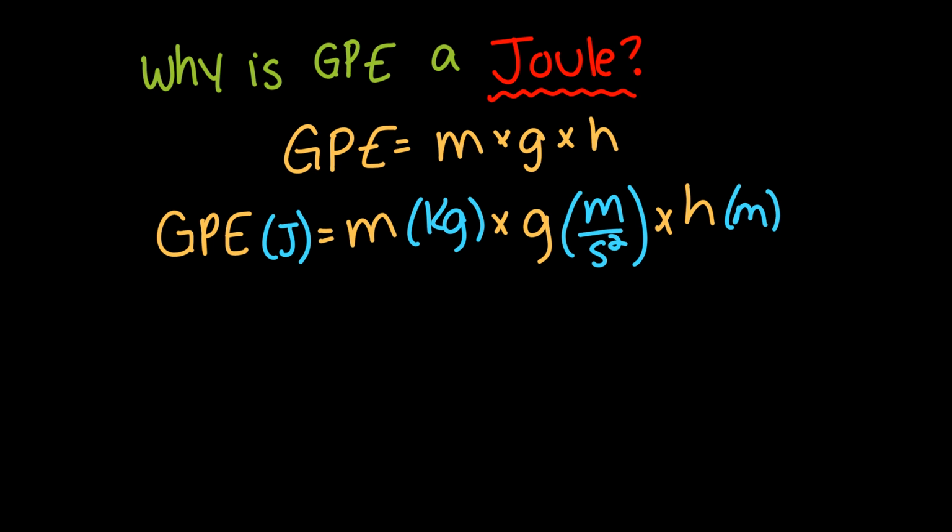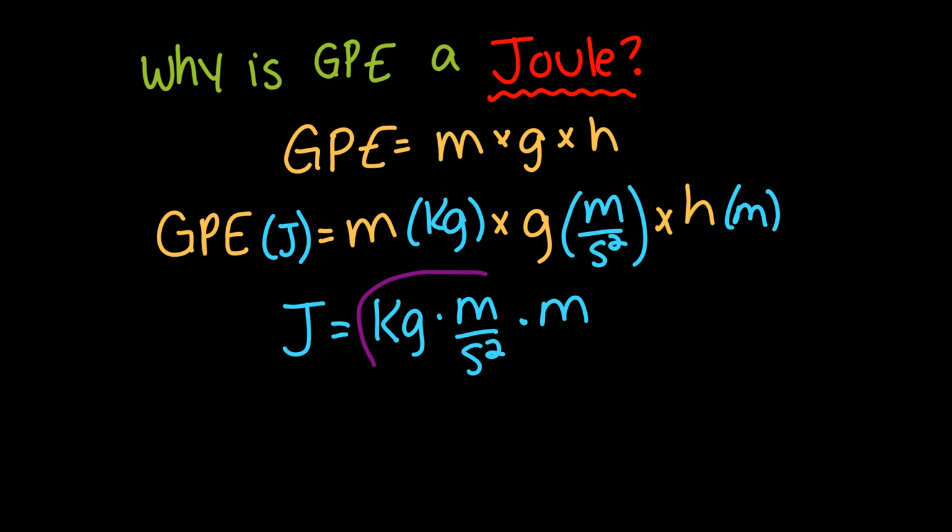So from here, we can get that a joule is the same thing as a kilogram meters per second squared times another meter. In the next chapter, we're going to learn that a kilogram meter per second squared is often referred to as another unit called a newton. From that, a newton meter would also be equal to a joule.